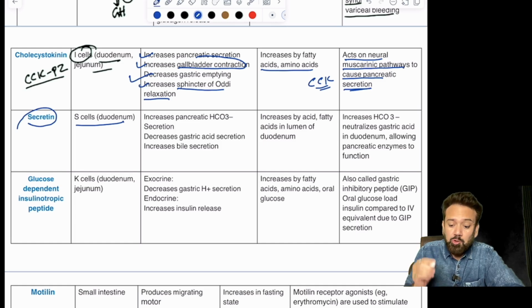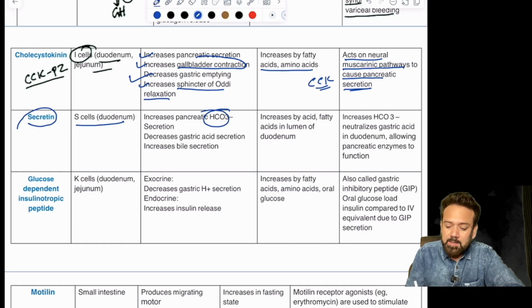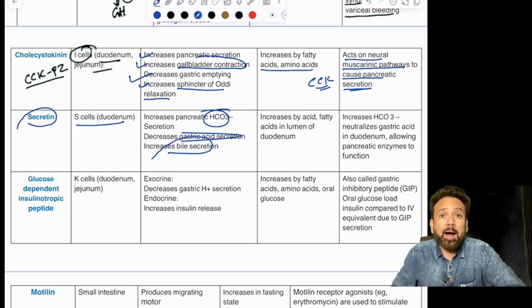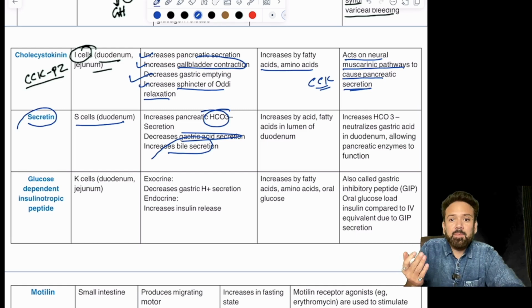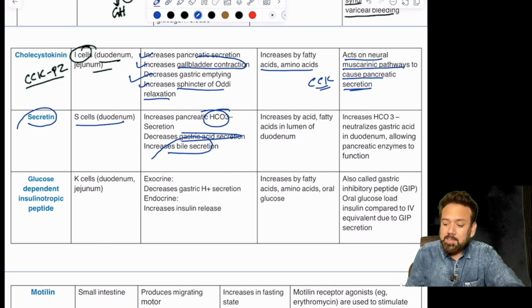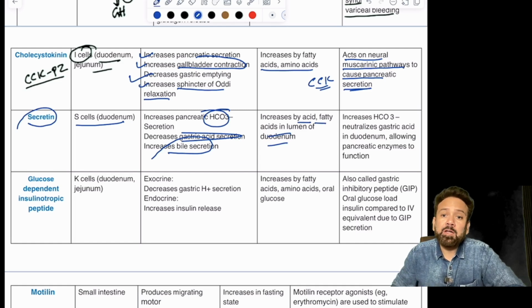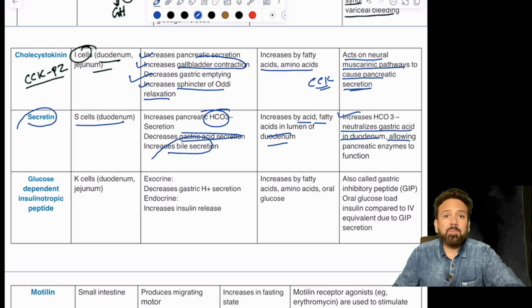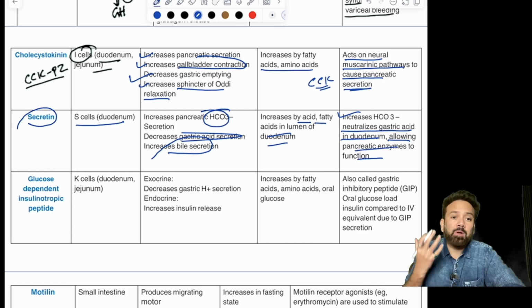It is an antacid, so it will increase pancreatic bicarbonate secretion, decrease gastric acid secretion, and increase bile secretion. So bile secretion and bicarbonate secretion are increased, and gastric acid secretion is decreased. And how is it increased? Whenever there is increased acid or fatty acid in the lumen of the duodenum, it increases bicarbonate so that it can neutralize gastric acid in the duodenum, allowing pancreatic enzymes to work properly.